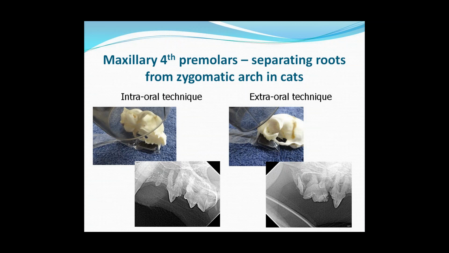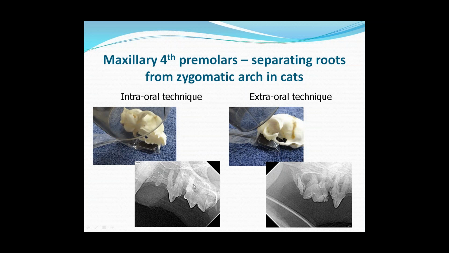So we've got the intraoral technique, which is the clinical picture on the right-hand side, but it's associated with the radiograph on the left-hand side. Using the picture on the right-hand side, what we've got is the intraoral film inside the cat's mouth, and we end up with a radiograph with the zygomatic arch covering the upper fourth premolar. So it's very difficult to see the roots here.